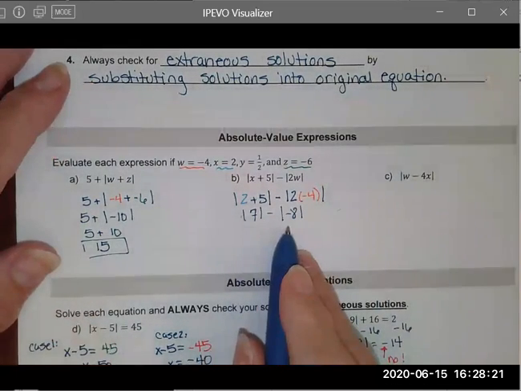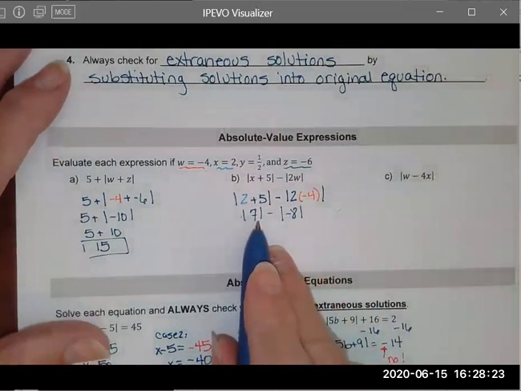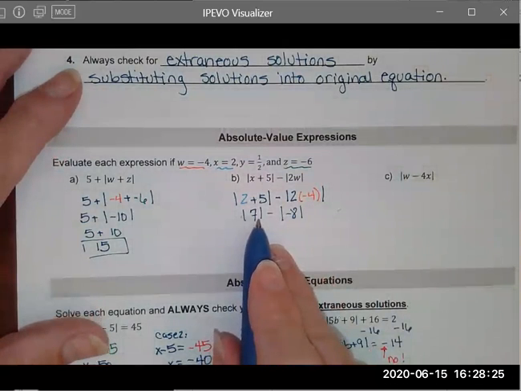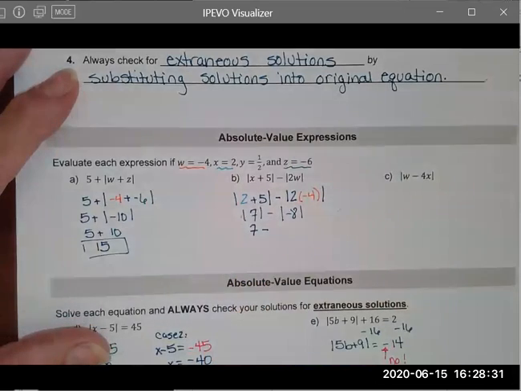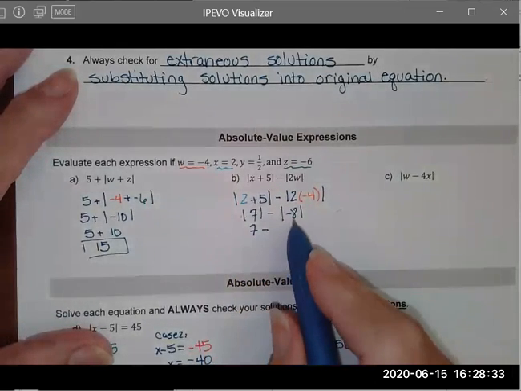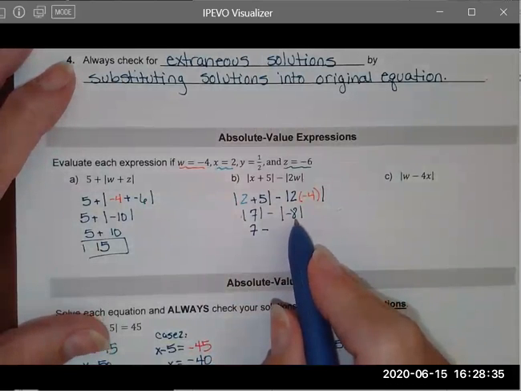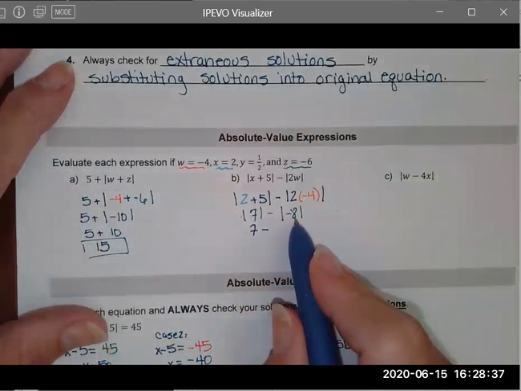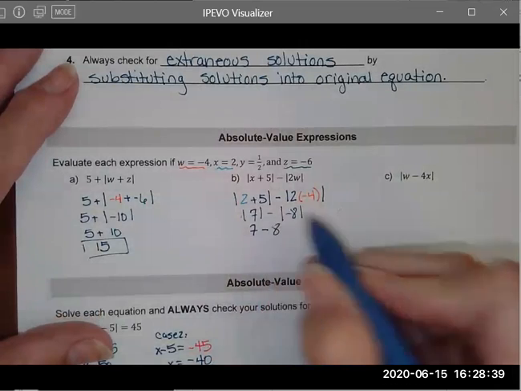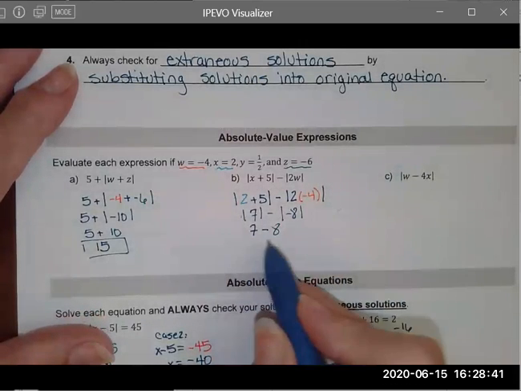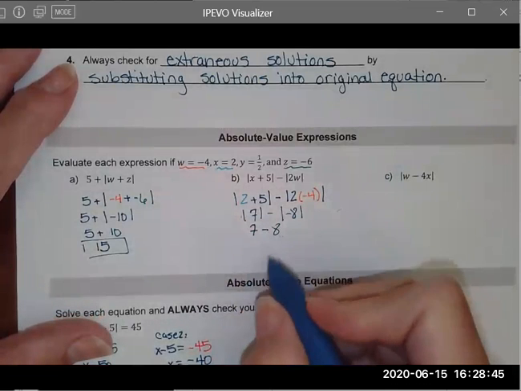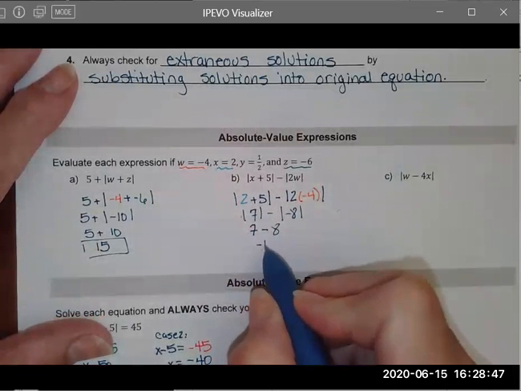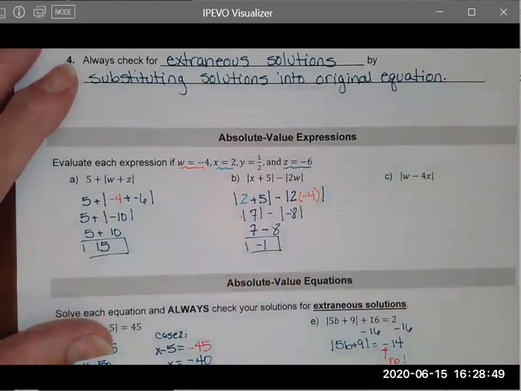Now I'm going to evaluate each of these. The absolute value of 7, or the distance from 7 to 0, is 7. And I'm going to subtract from that the absolute value of -8. If I think, how far is -8 from 0? It is 8 units. And then now that I've eliminated my absolute value bars, I can just do a simple subtraction problem here, and I evaluate this expression to -1.